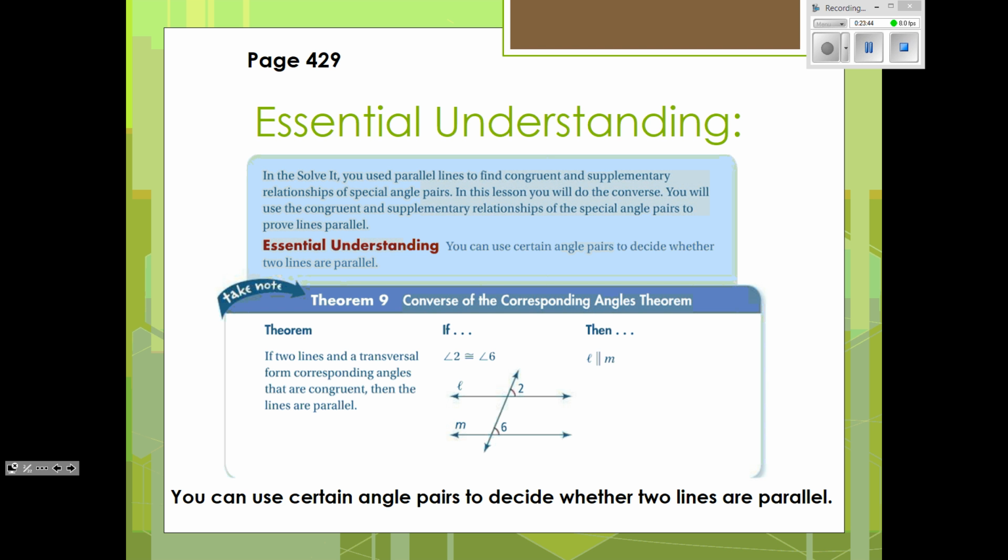So we're using the same theorems, but whenever we say converse in front, and this is really the big takeaway from this part of today, if we're saying converse of something, we're proving that lines are parallel. If we are using just the normal version, like the corresponding angles theorem, we're proving that angles are congruent. So converses prove things about lines. The other theorems prove things about angles. The converse of the corresponding angles theorem says that if we have two corresponding angles that are congruent, then the lines must be parallel.